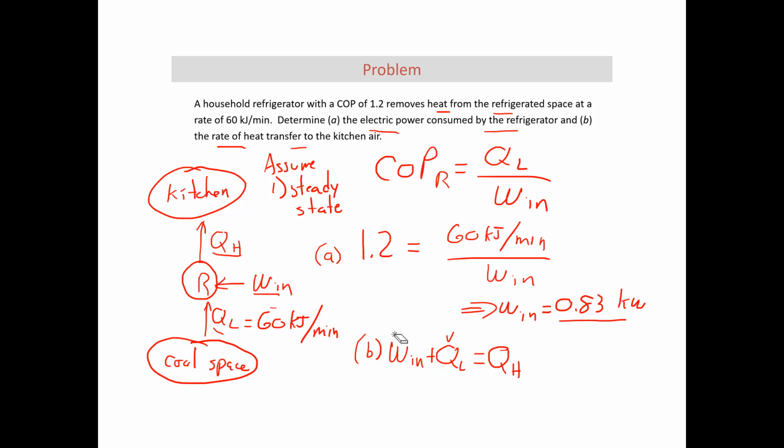I have QL. It was given to me. I have work in, and I can compute QH. Just add QL and work in together, and I get that this refrigeration system, this household refrigerator, is rejecting 1.83 kilowatts of heat to the kitchen air.